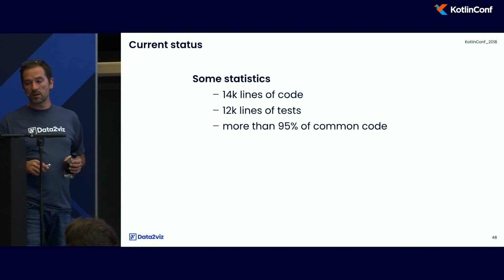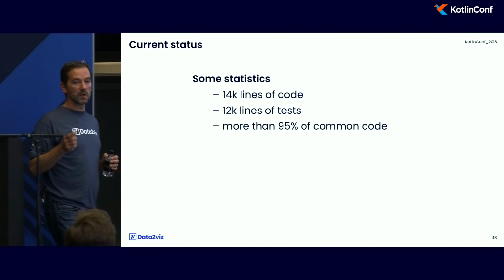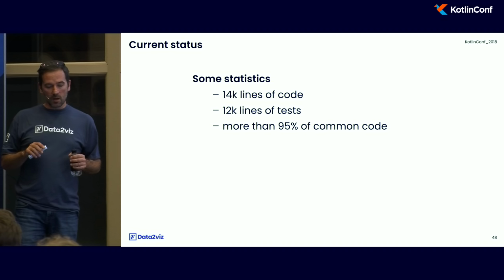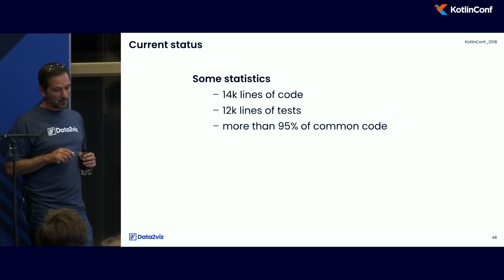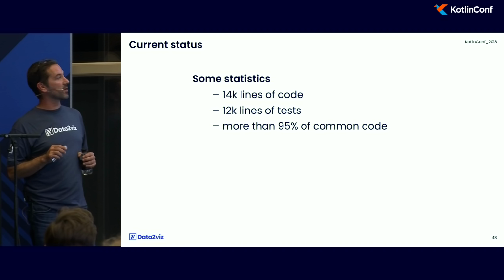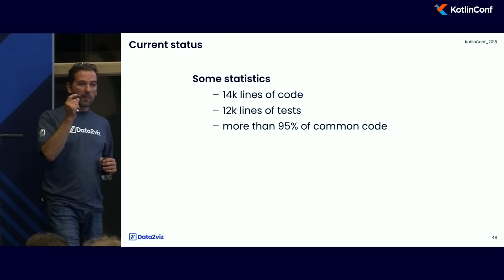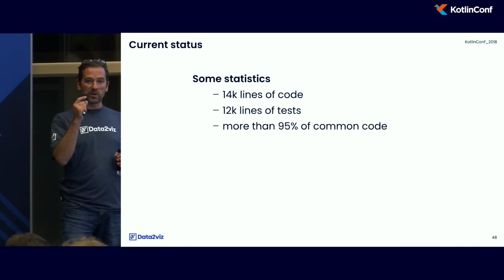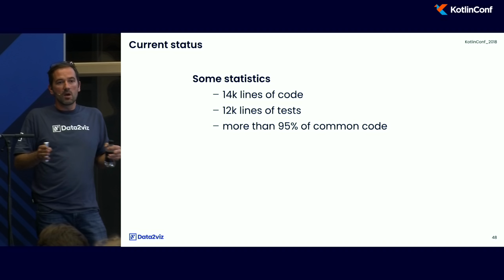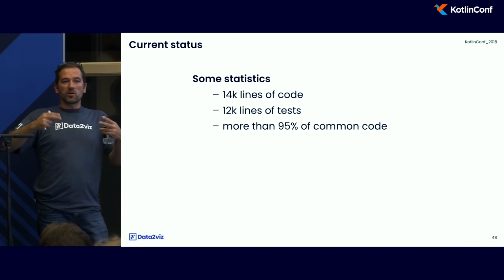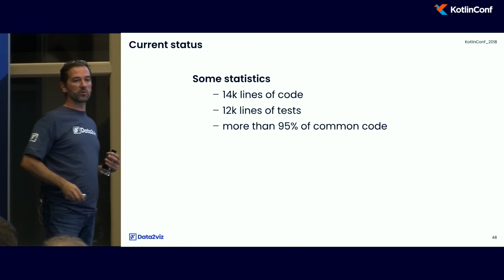So what is the current status of the project? First, some statistics. We have more than 40,000 lines of code for the library and 12,000 lines of code for the tests. What is really interesting is that more than 95% of the code is common code, so we could keep the platform-specific part in a really small part of the code. It's really interesting because now we can add iOS and it will not be a big effort, and we will have all the work we already did.